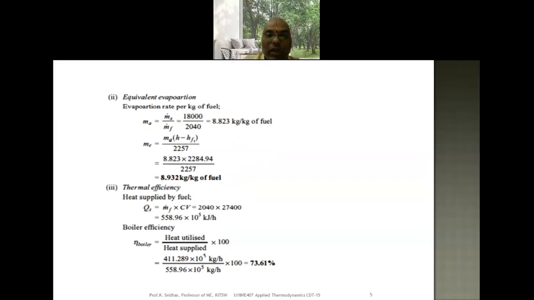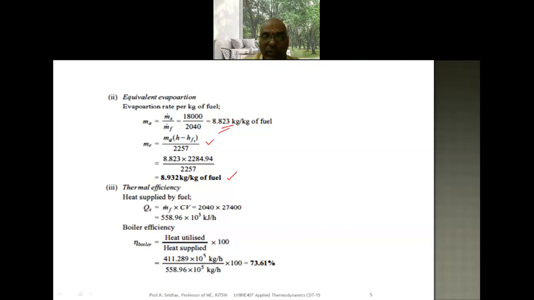Next, the second part is equivalent evaporation. Based on the previous class notes, recollect the formula to calculate the equivalent evaporation. The formula is ma into (h minus hf) by 2257, where ma is ms by mf, that is the mass flow rate of the steam by the mass flow rate of the fuel, which is 8.823. By substituting all these values, the second part answer we find as 8.932 kg per kg of the fuel.